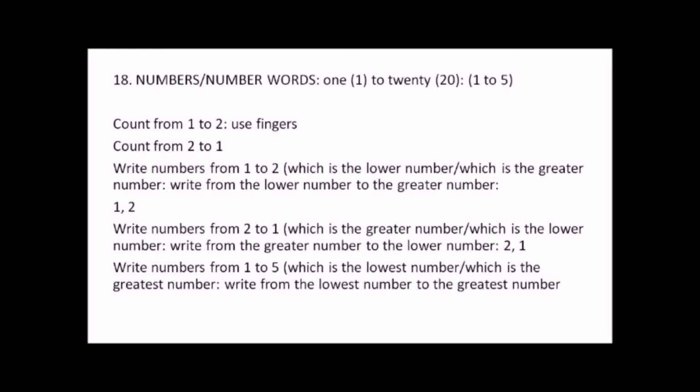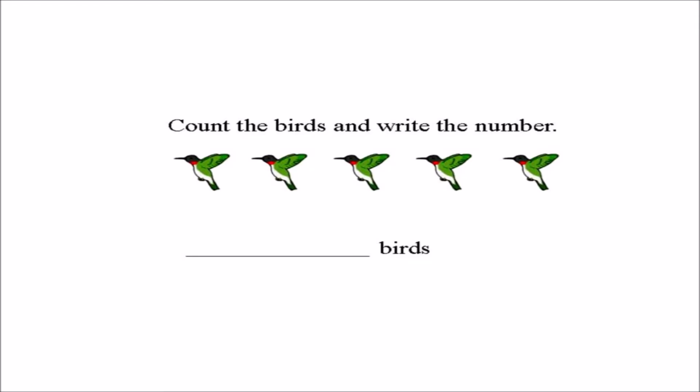Number words 1 to 20 now. You're counting from 1, count from 1 to 2, use fingers, or count from 2 to 1. They're going forward and backward, so make sure they're able to recognize which is the greater number, which is the lower number. This is important, and if they're writing the numbers from 1 to 5, they must be able to write 1 to 5, and then they can write from 5 to 1 as well, going backwards. And count the birds and write the number, a simple exercise for them to do.